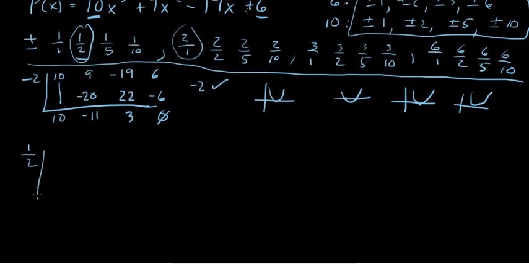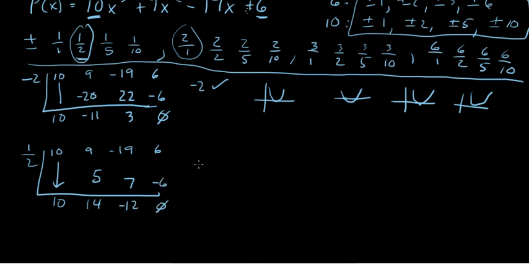So let's try 1/2. And again, we have 10, 9, -19, and 6. Now, after you do this synthetic division for a while, it becomes pretty automatic. So 10, half of 10 is 5. 9 plus 5 is 14. Half of 14 is 7. Gives you -12. Half of -12 is -6. And sure enough, we have another one, which is 1/2.